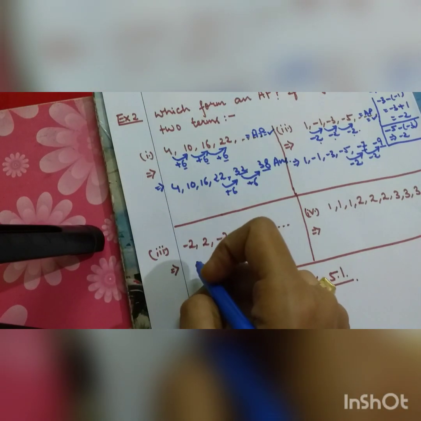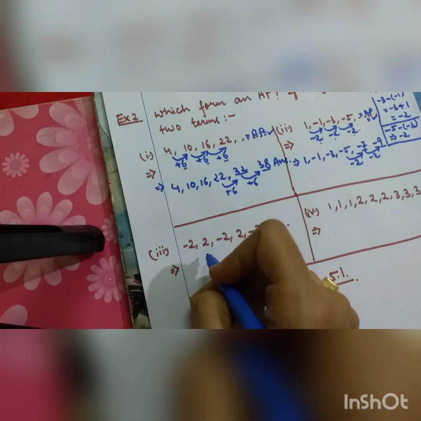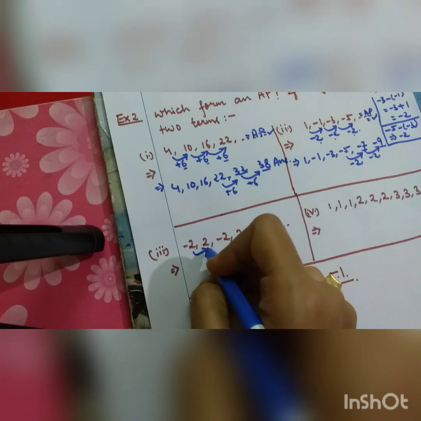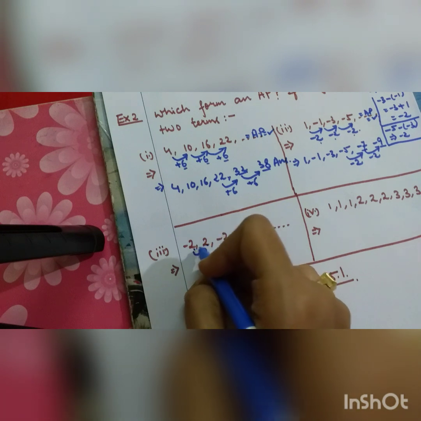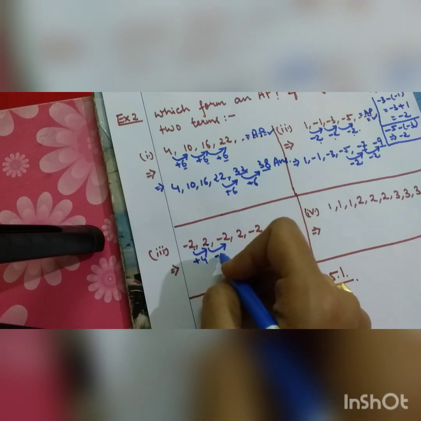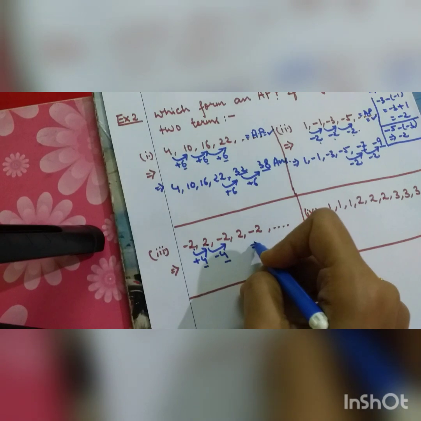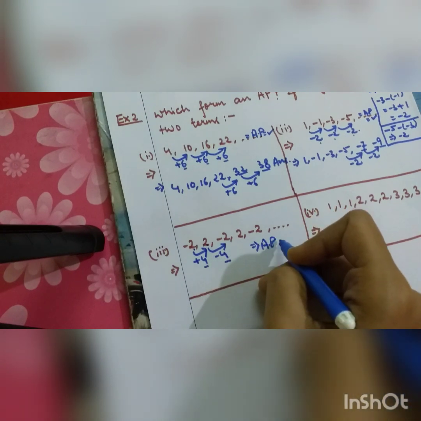Now again check the common difference, because the question is asking if it is in AP or not. Subtract the first term from the second term, and you will get plus 4. Subtract the second term from the third term, and you will get minus 4. Since plus 4 and minus 4 do not match, the series is not in AP.